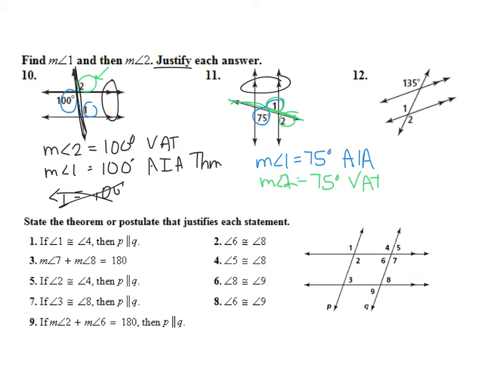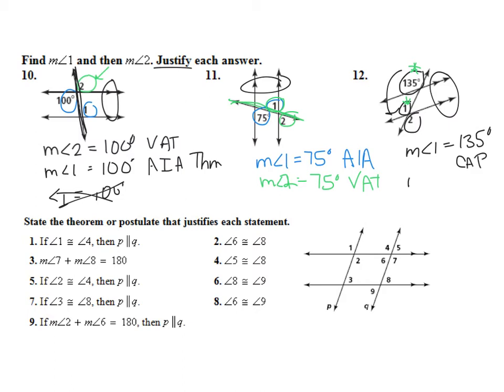And then for number 12, parallel lines again. So first I'm going to look at 135 and angle 1, or you could do 135 and angle 2, but I know that the measure of angle 1 has to be 135 degrees by the corresponding angles postulate. They're both in the upper left-hand side, so by the corresponding angles postulate.